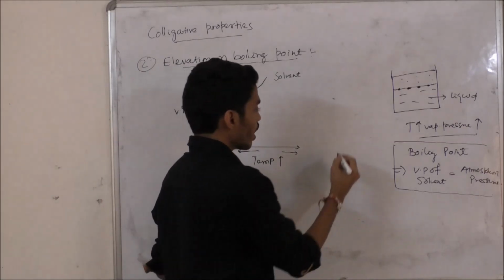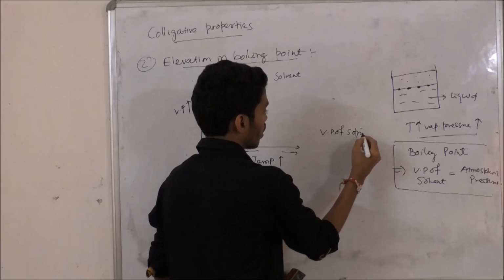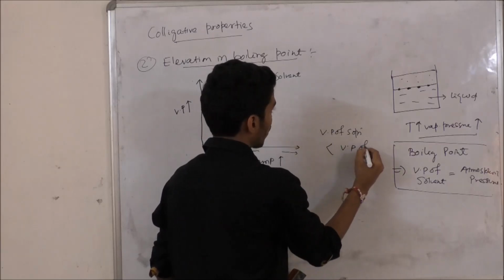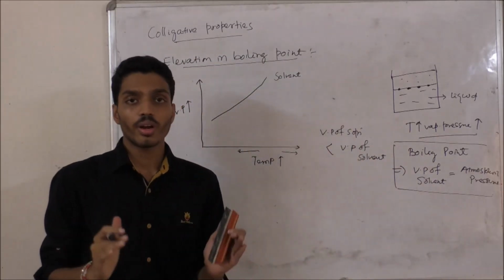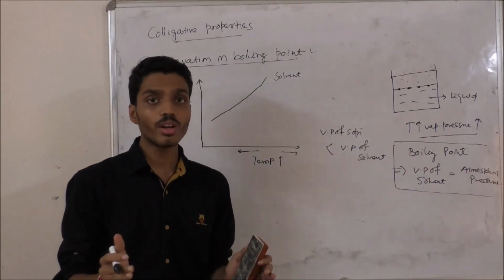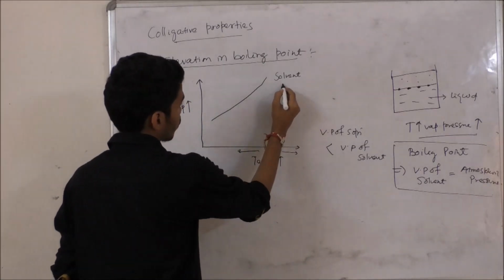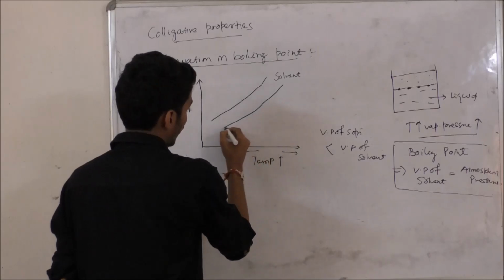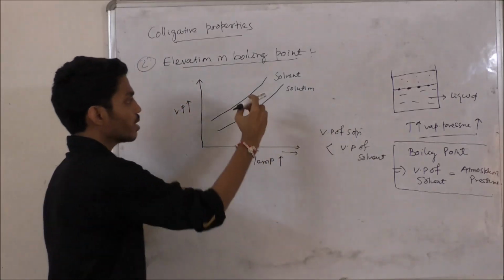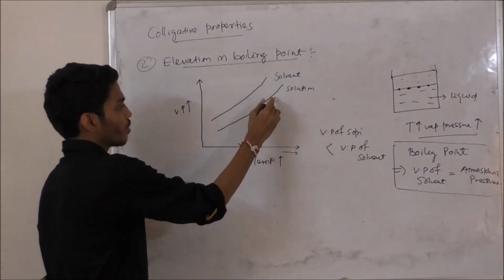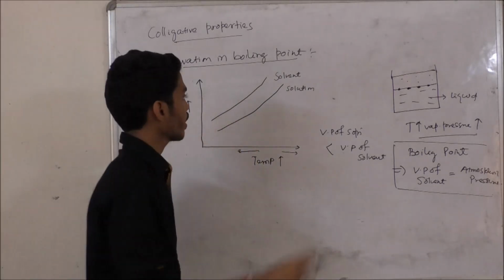Okay, now you know that vapor pressure of solution is less than vapor pressure of solvent. So if we draw a curve for solution, what will happen? Its vapor pressure will be less than vapor pressure of solvent. So suppose this is the curve for solution. You can see here the graph for vapor pressure of solution is less than vapor pressure of solvent. Okay.